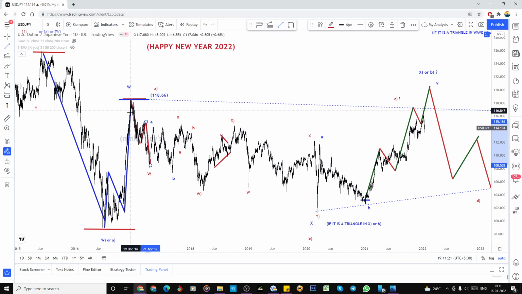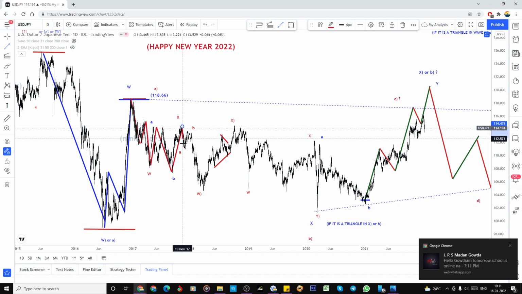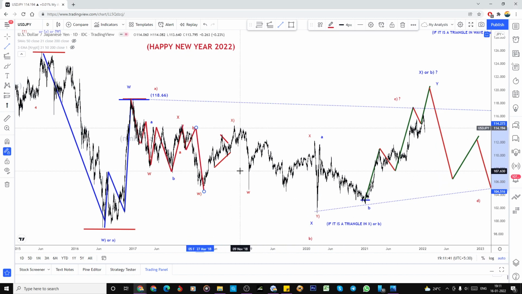For this ABC, we are in the correction part. So A, B and C. So this is the expanded flat. So this is the ABC is the W, this is the X, and one more A, B, C. So one complete correction got completed. That way I did it as a W in the bigger time frame, and this is the connecting wave.